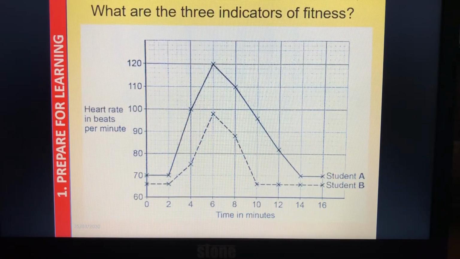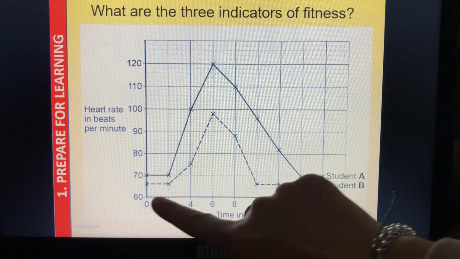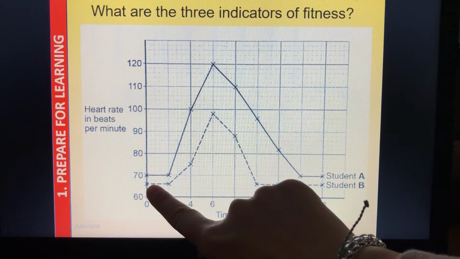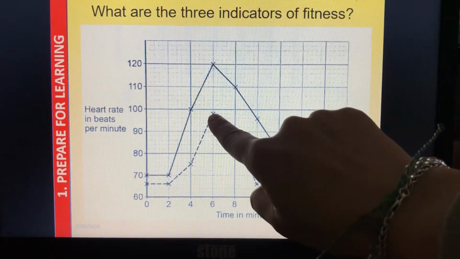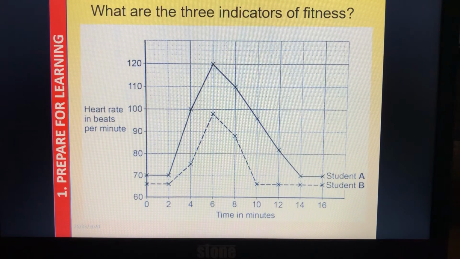Okay, now last time we did our exercise and we should have created our graph comparing ourselves to somebody else. And this is just a quick recap to remind us what the three indicators of fitness are. So we said student B, fitter on all counts. Why? 1, lower resting heart rate. 2, lower heart rate when exercising, and it has to be the same exercise, same intensity, same period of time.